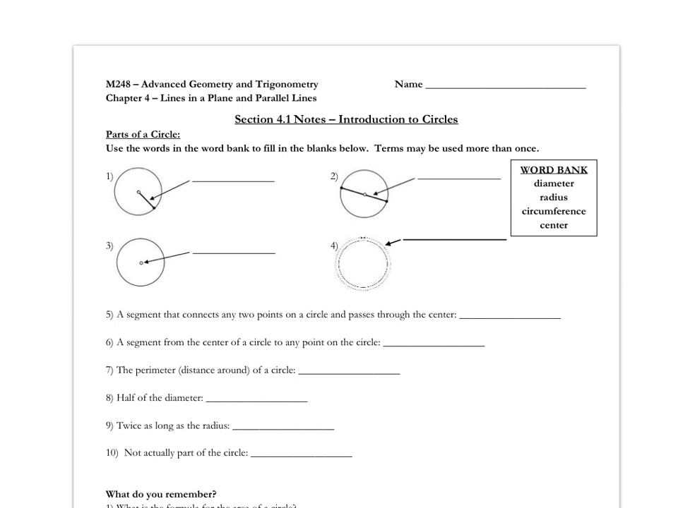Okay, so circles. There are different parts of the circle that we need to know about. We have our word bank over here to the right. You guys probably know most of this, but number one is the radius. Remember that the radius starts at the center and goes to a point on the outside of the circle.